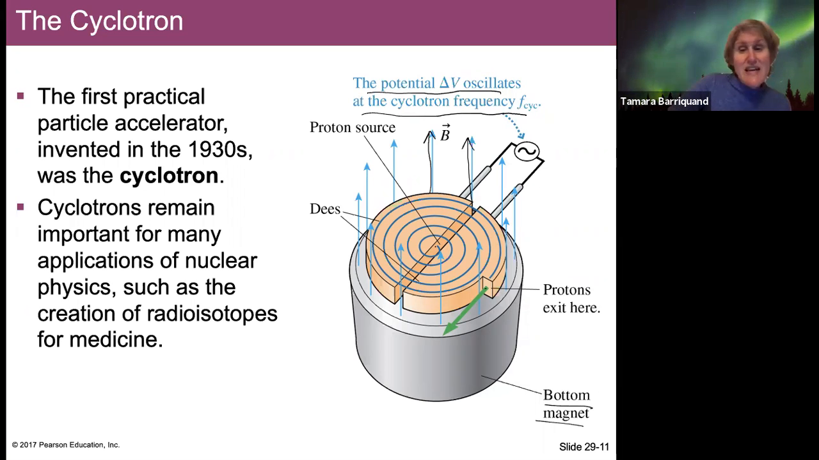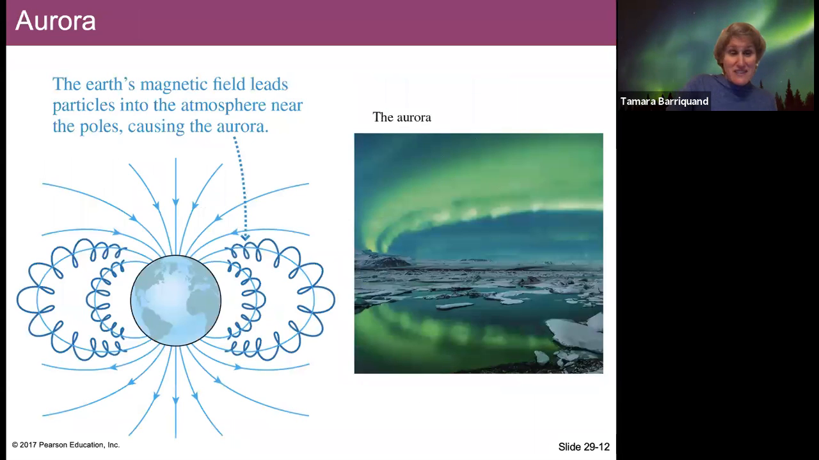Another example of cyclotron motion are the auroras that you see right behind me. Earth's magnetic field leads particles into the atmosphere near the poles as they come from the solar wind. The solar wind sends these radiative particles, and they get trapped in Earth's magnetic field. And as you see, they go in cyclotron motion in these helixes. As they interact with ions in the atmosphere, they produce the light that we see in the sky.